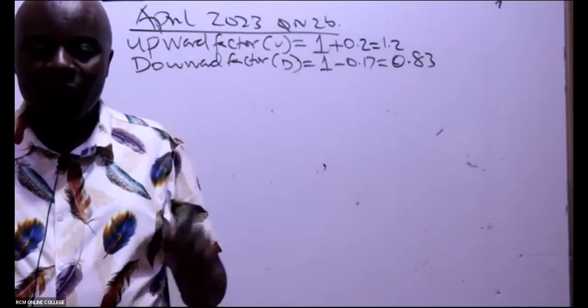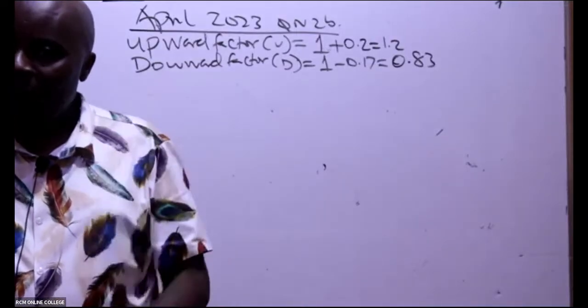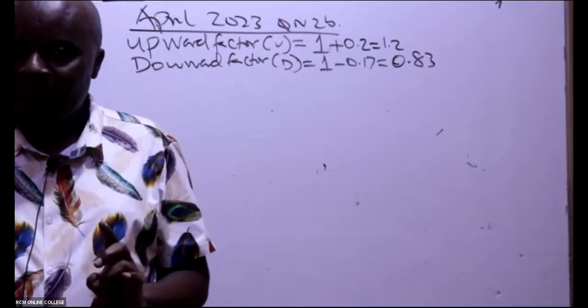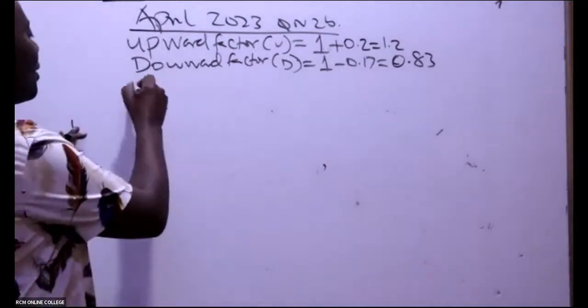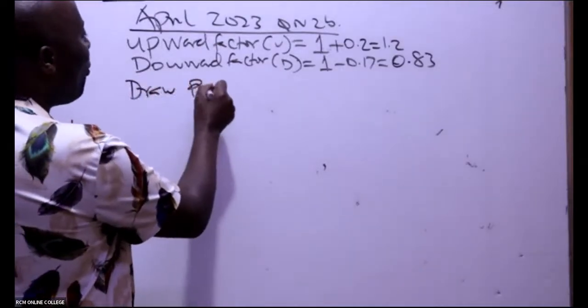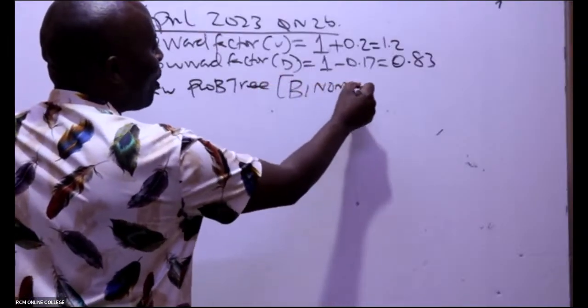So that is the first thing that you need to do. That is step number 1. Get the upward factor and the downward factor. From there, ladies and gentlemen, draw a probability tree, which basically is a binomial.